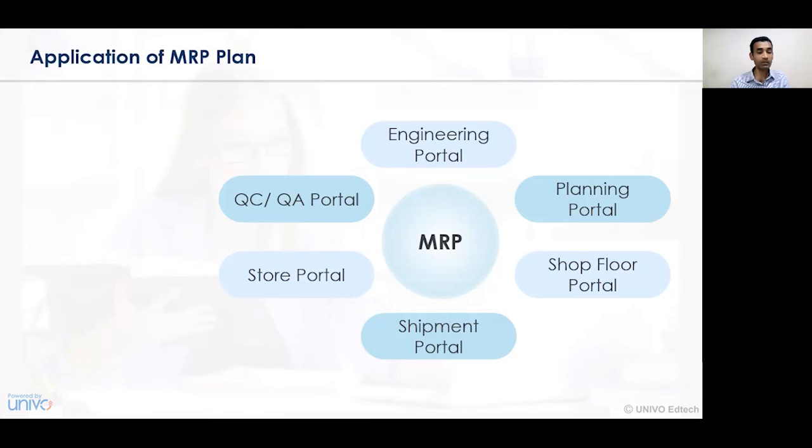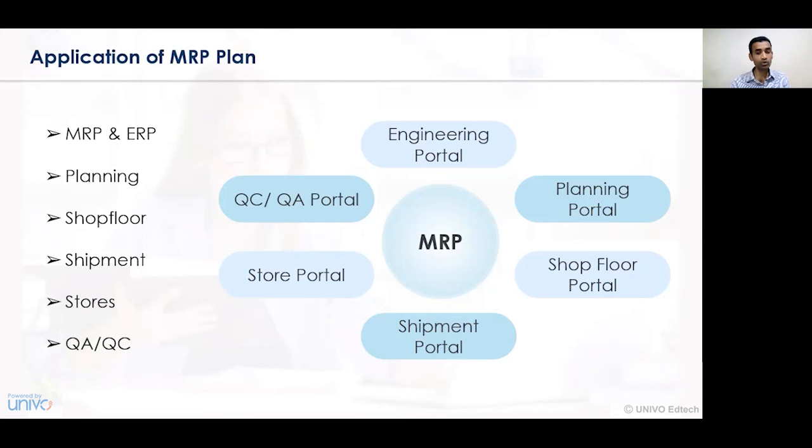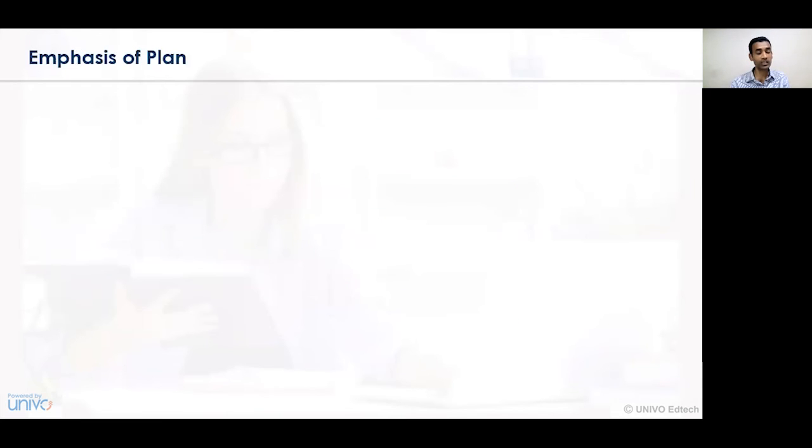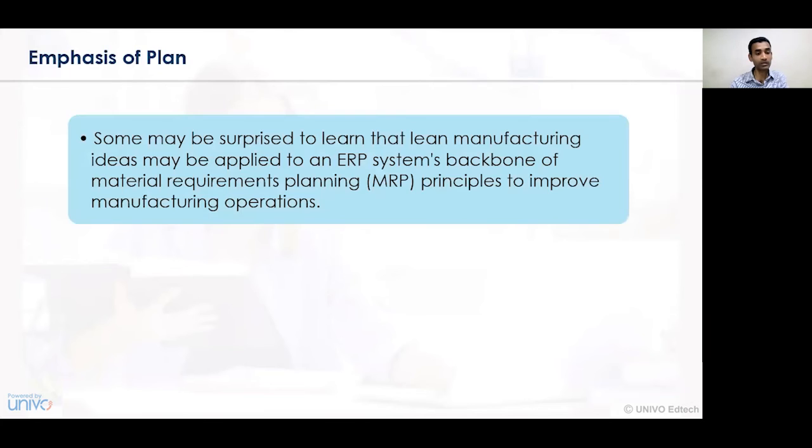Now let's understand the application of material planning in respect of various components, that is MRP and ERP. The concept of planning is essentially important. The concept of shop floor, the concept of shipment, the concept of stores, the QC, and lastly, the engineering. Now let's understand what is the emphasis of these particular plans. So the plan of MRP that has been prepared.